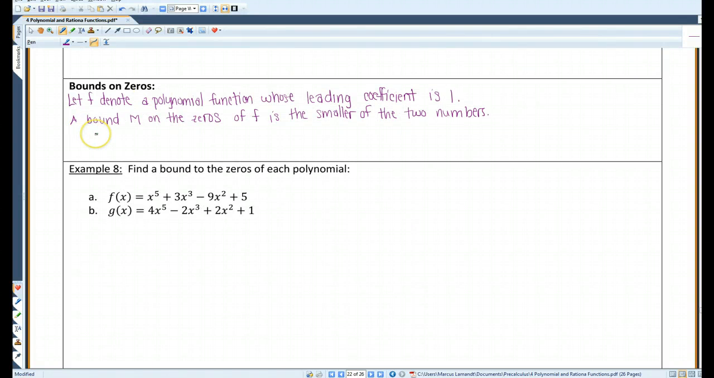I forgot to write out these two numbers that are in here. Sorry about that. The two numbers are max of 1, comma, the absolute value of a naught plus a1 plus dot dot dot an minus 1. And 1 plus the max of all these numbers.